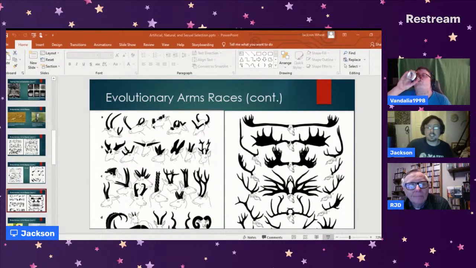And so this is the final example. A lot of these are probably more for sexual selection rather than strictly for defense. We have the Synthetoceratids at the top right. They're a group of artiodactyls, all now extinct, but they had a wide variety.